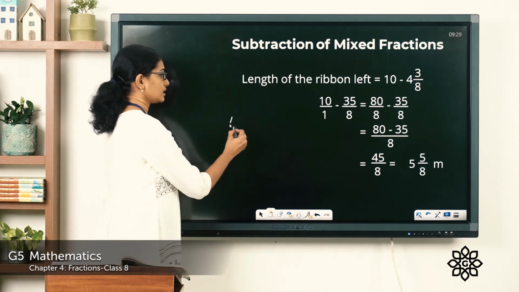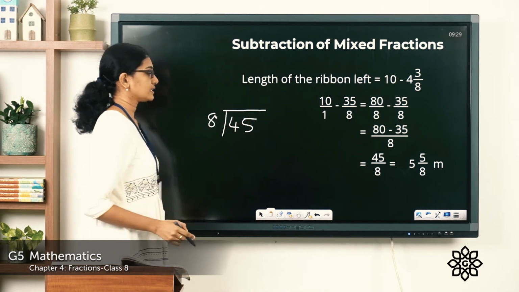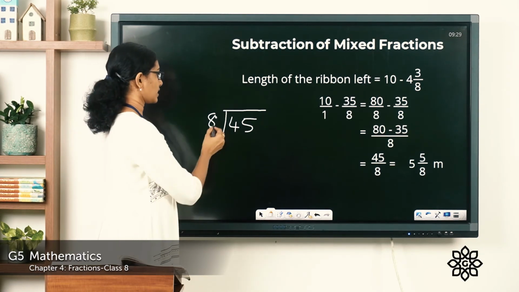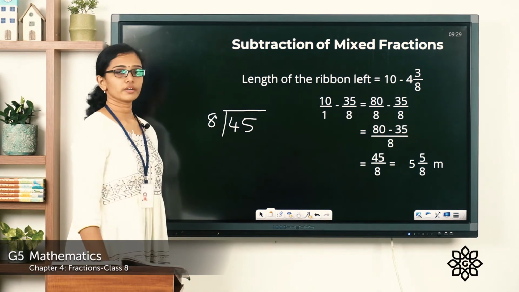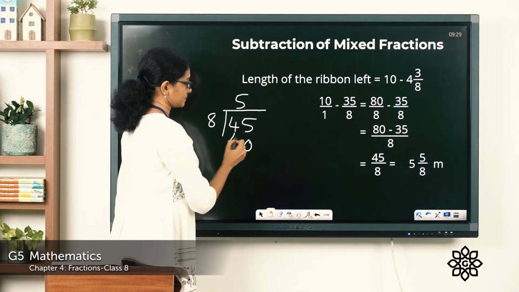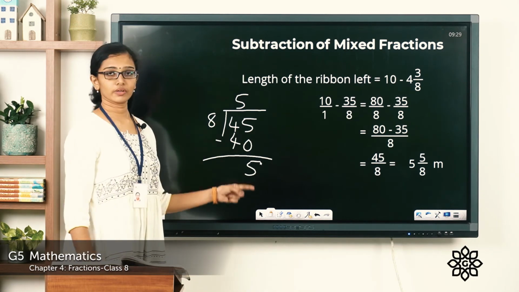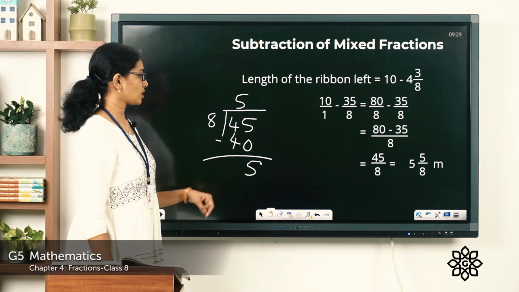How do you do that? Just do 45 by 8 in the long division method. Now how many 8s will go in 45? We know 8 5s are 40. Doing the subtraction, we get 5 remainder here. No more digits to bring down, and let's stop the division.